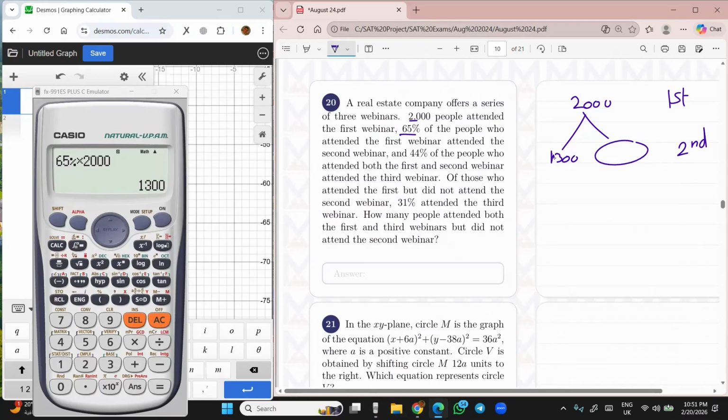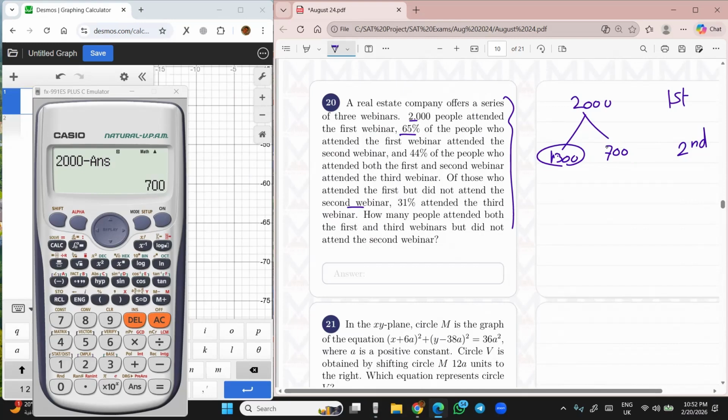And the rest of them, which is the remaining, this is why we have to read the whole question, because it says of those who attended the first but did not attend the second. So we are looking for these people. We can just subtract 2,000 minus this answer, which is 700. So 700 did not attend the second one. The second one, we have 1,300 only.